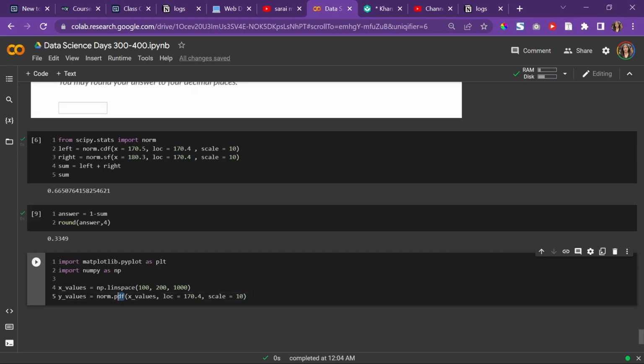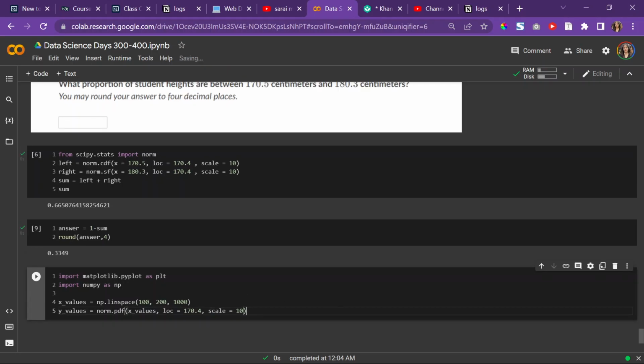Again, the difference between PDF and CDF is that PDF calculates the density for a certain point. So if I were to do norm.pdf for a value like 2, it would calculate the density or the proportion exactly at 2. Whereas if I were to do norm.cdf for the value of 2, it would calculate the cumulative density up until 2, so that includes the density of 1. Anyway, just wanted to mention that.